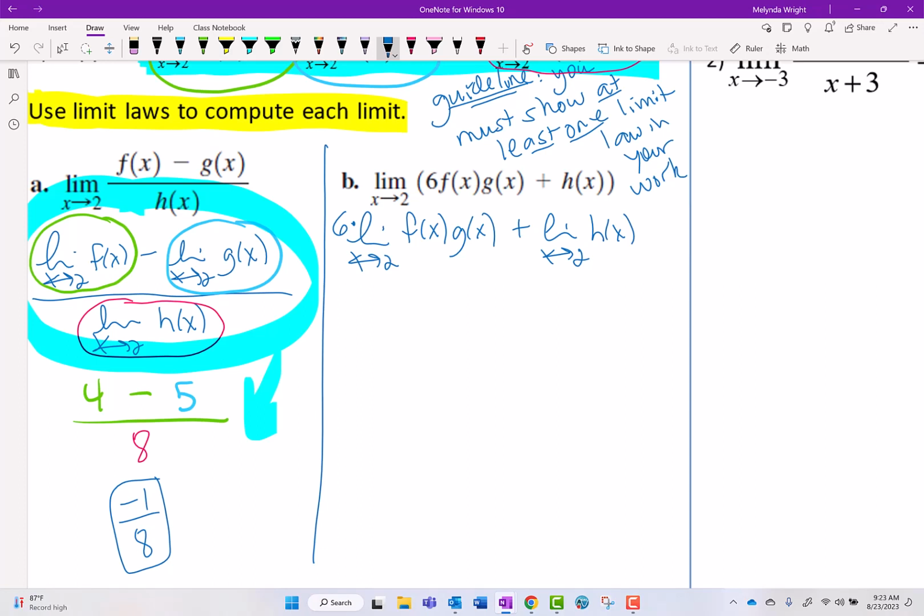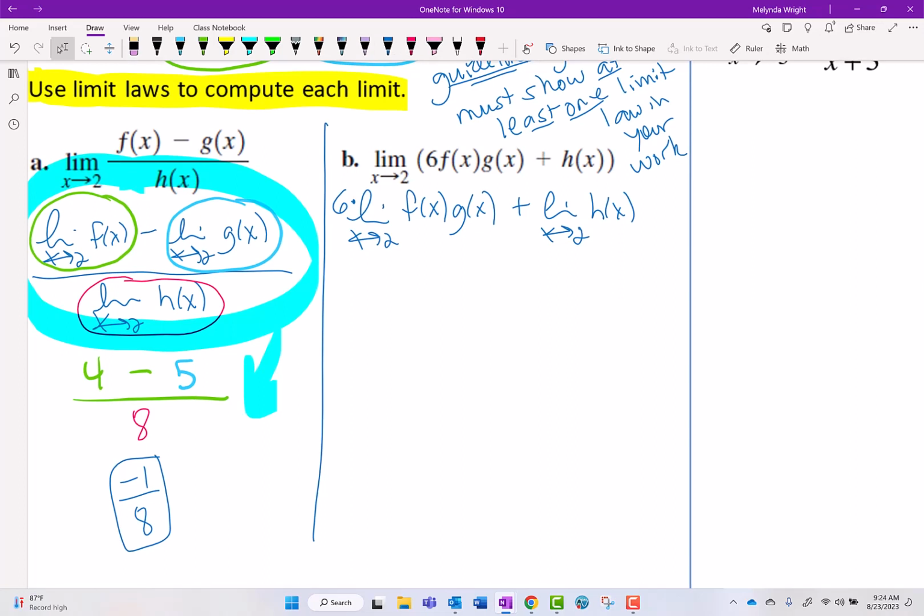So how many limit laws did I use here? 2. I used the sum limit law and I used the constant limit law, didn't I? Okay. Is there another limit law I can use? The product. I can use the product limit law, and I'm going to go ahead and do that. I'm just going to use the product limit law as well. But I need to keep in mind that this 6 needs to be multiplied by my product.